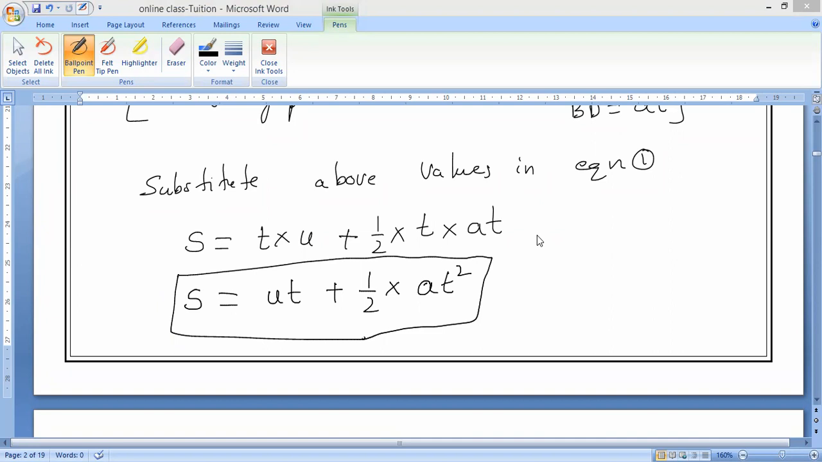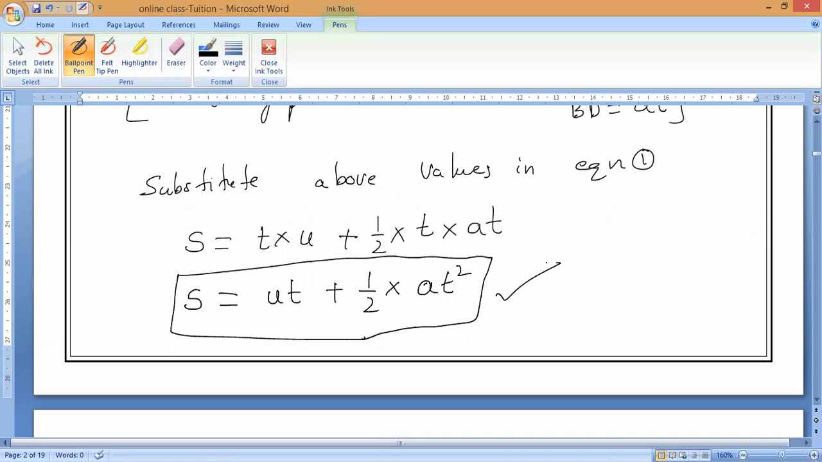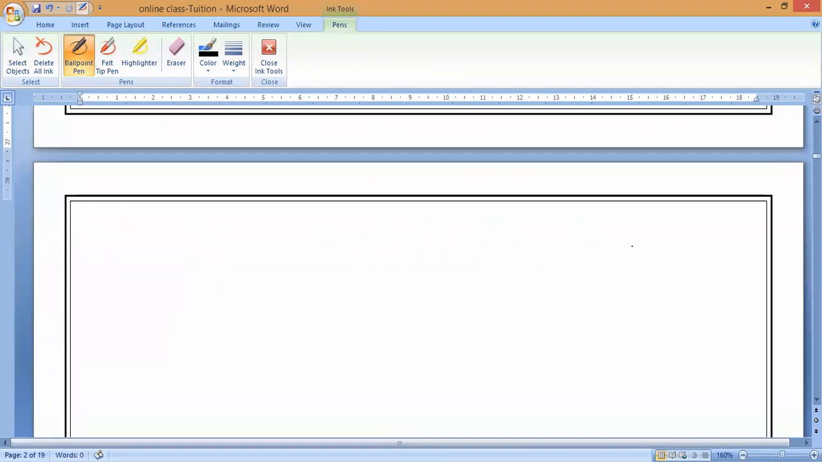Okay, this is the second equation. The second equation is also very simple to derive. Now we have to go with the next equation. What is the next equation? The third equation, position and velocity. What is the third equation?